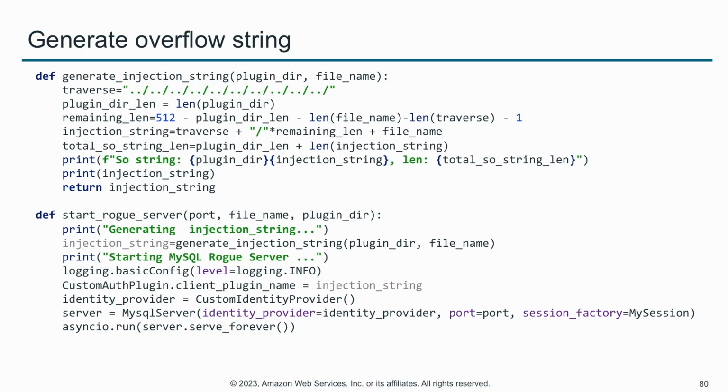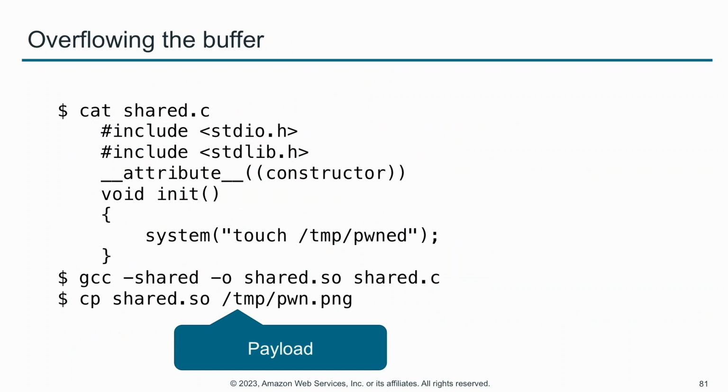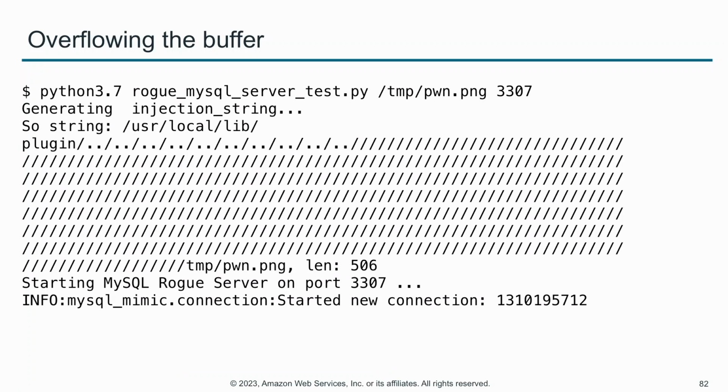Right? So now I can try with something like this, PNG. So I create the tmp PNG file, like an image file, right? But in reality, it is actually the shared library. And I can pass that file path and then get code execution.